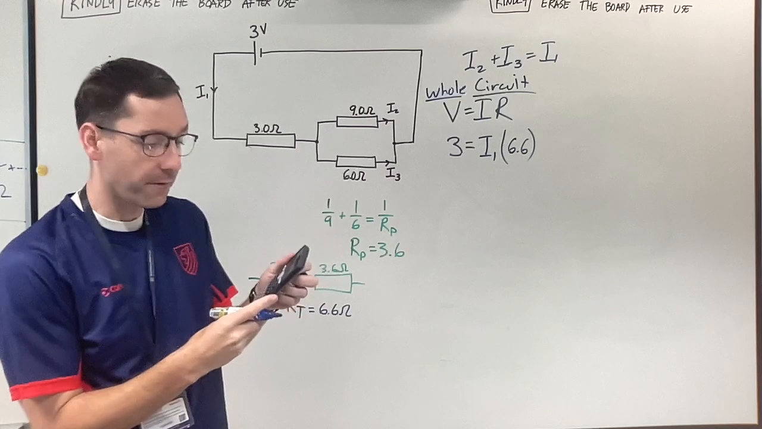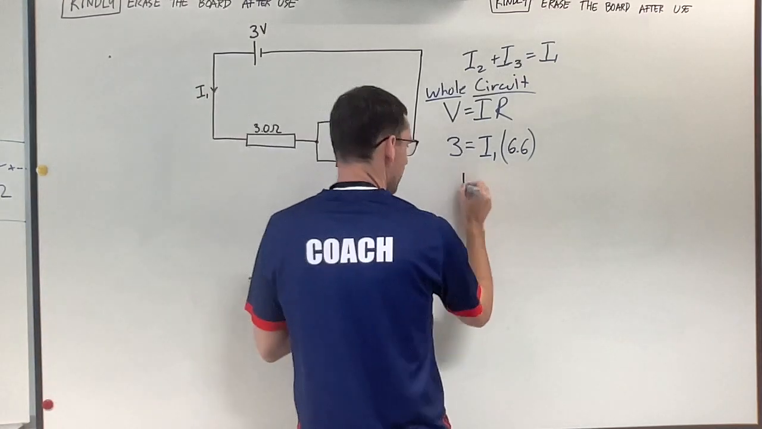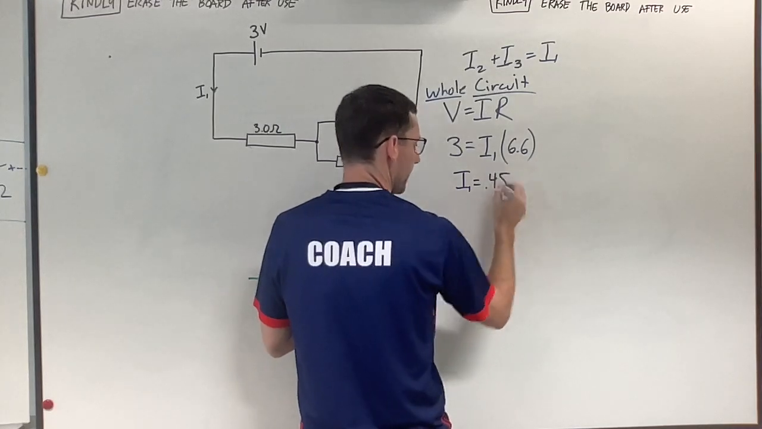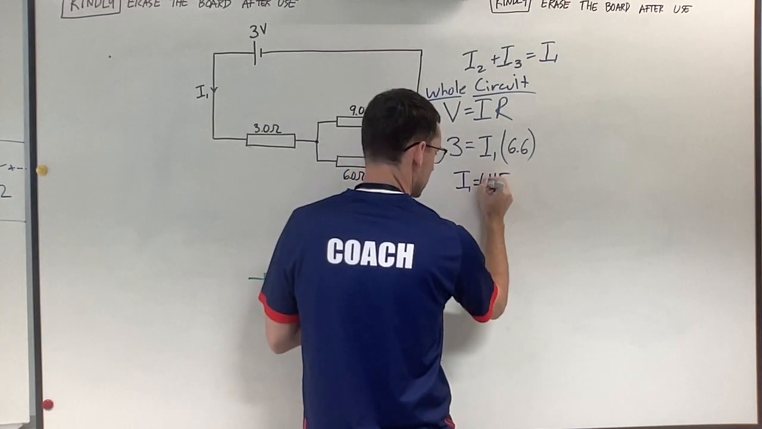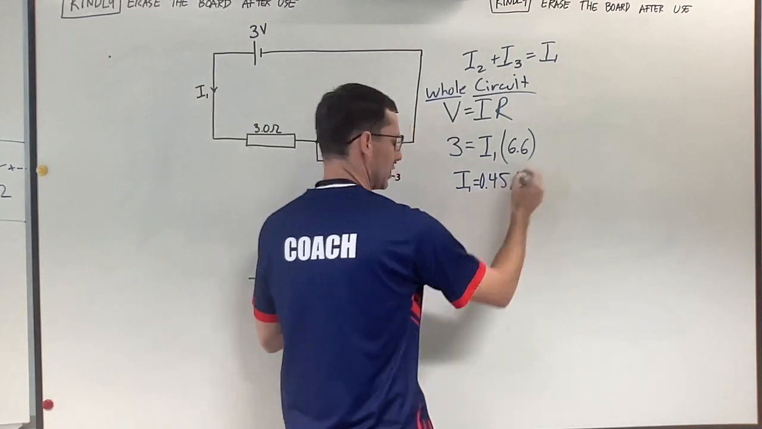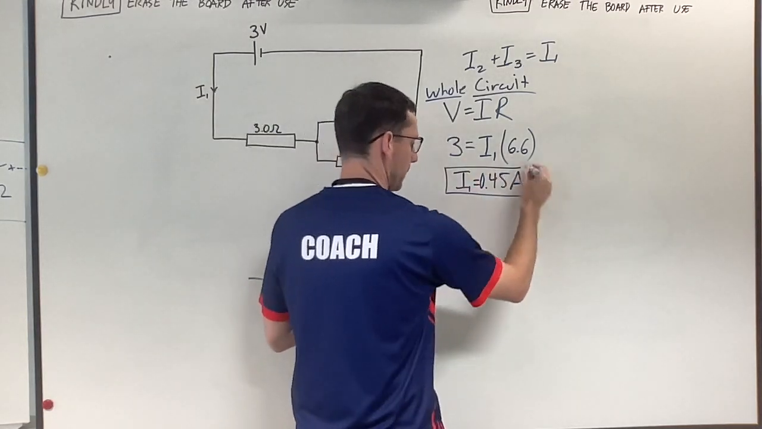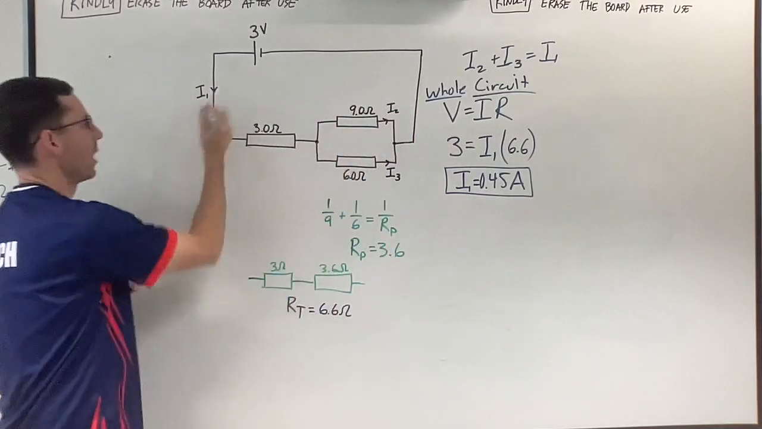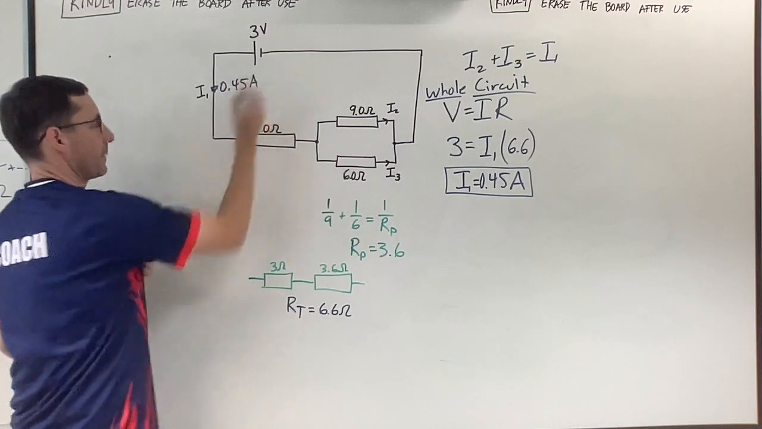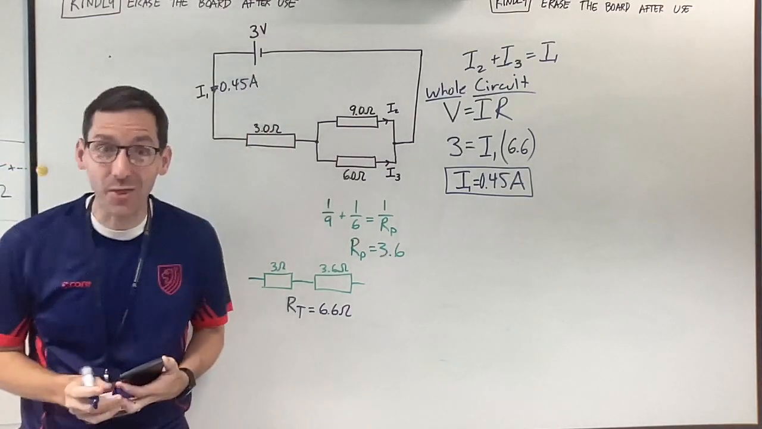And I get 0.454545. So I'm going to go I1 equals 0.45. And then 4545. I'm just going to stick to the two significant figures. Everything's in SI units, so that will be amperes. So I got I1. I know I1 is 0.45 amperes. Now I need to find the other ones.